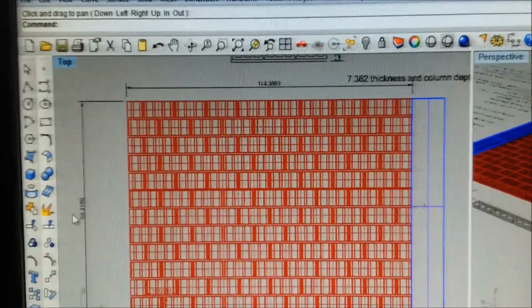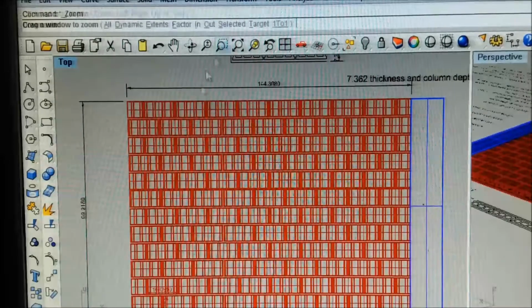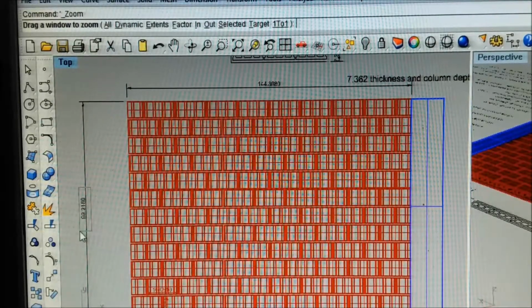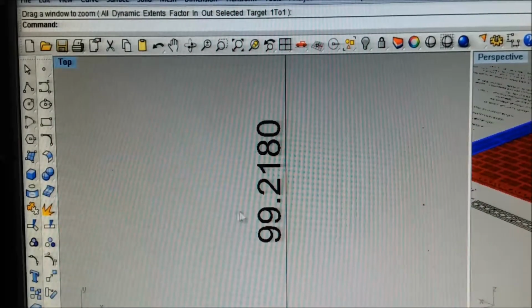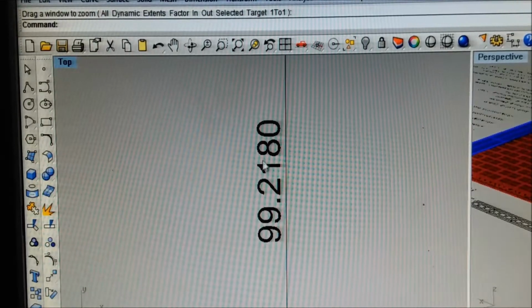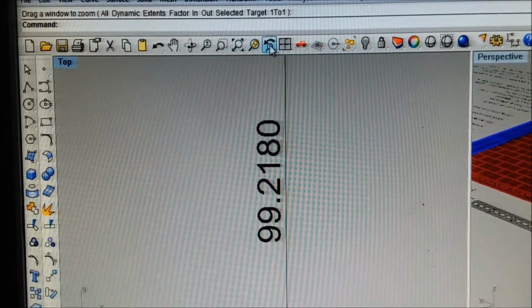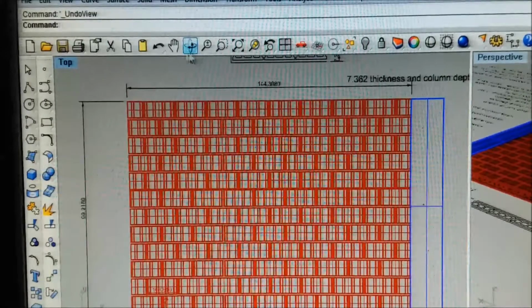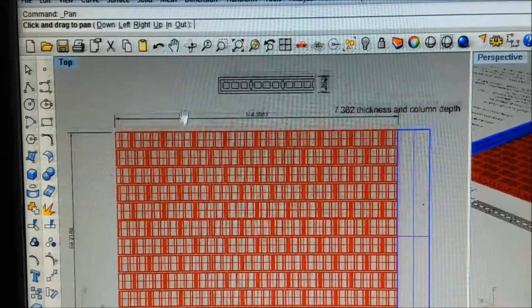Okay. The height of this wall is also what the blocks come out to, 99.218 inches. That's because we had to pick a thickness up here.